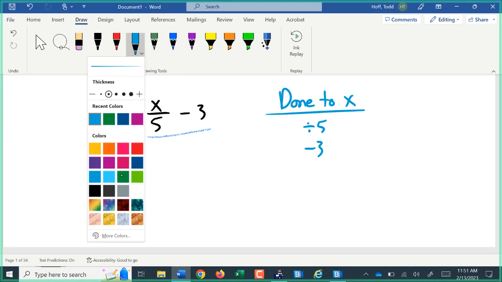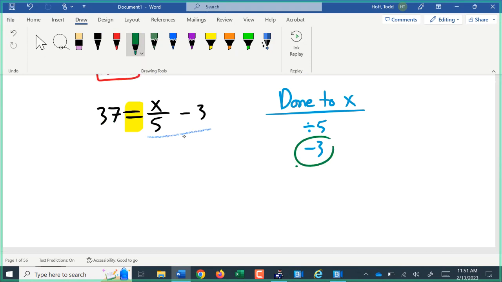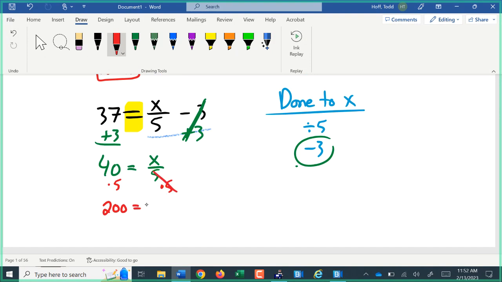So we would add 3 to get rid of the minus 3. So adding 3 removes the minus 3, but we have to do the same to the other side to keep it balanced still. So 37 plus 3 is 40. On the right side, the minus 3 has just been removed, so we just have x over 5. And now to get rid of dividing by 5, we multiply by 5. So 40 times 5 is 200. On the right side, the 5's just cancel out, and we have x. Now you get an answer like 200 equals x or x equals 200.